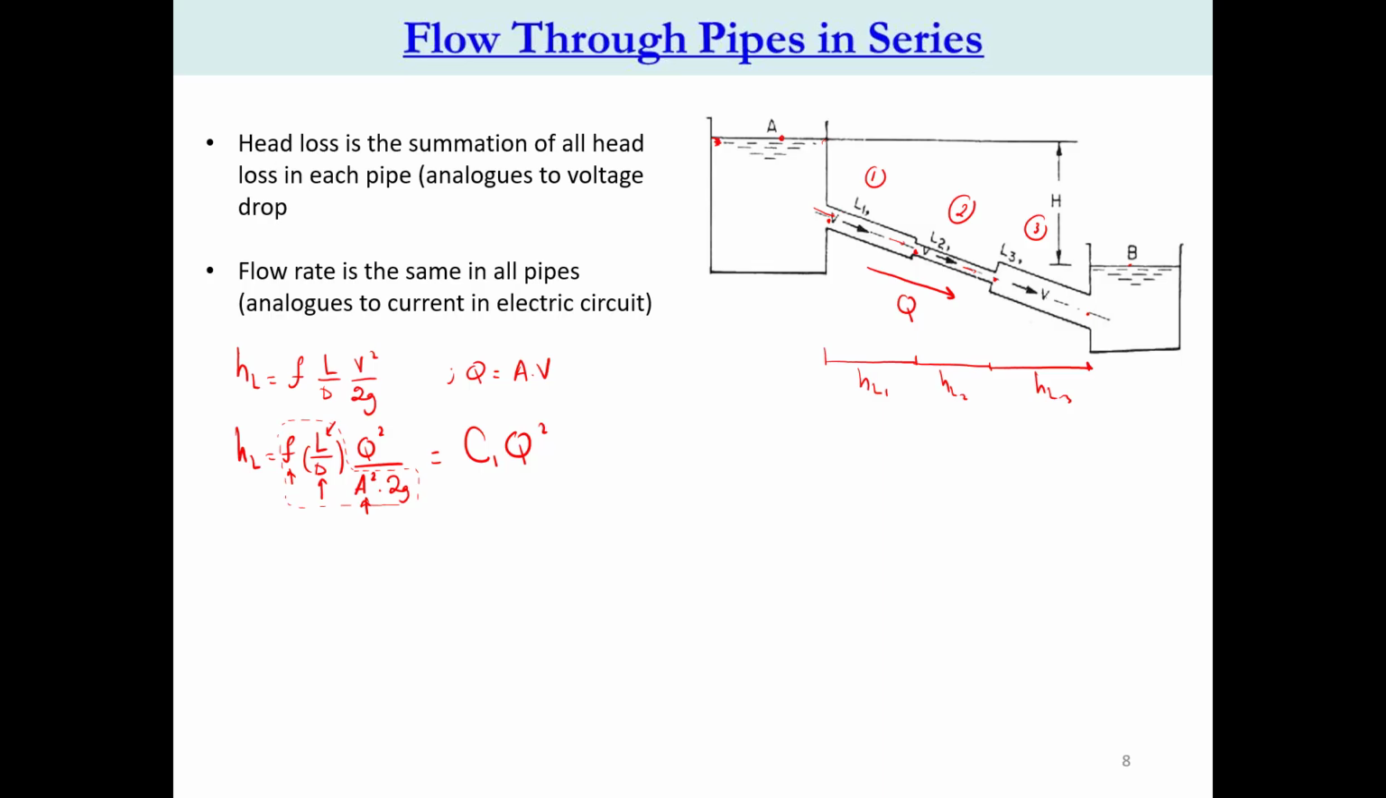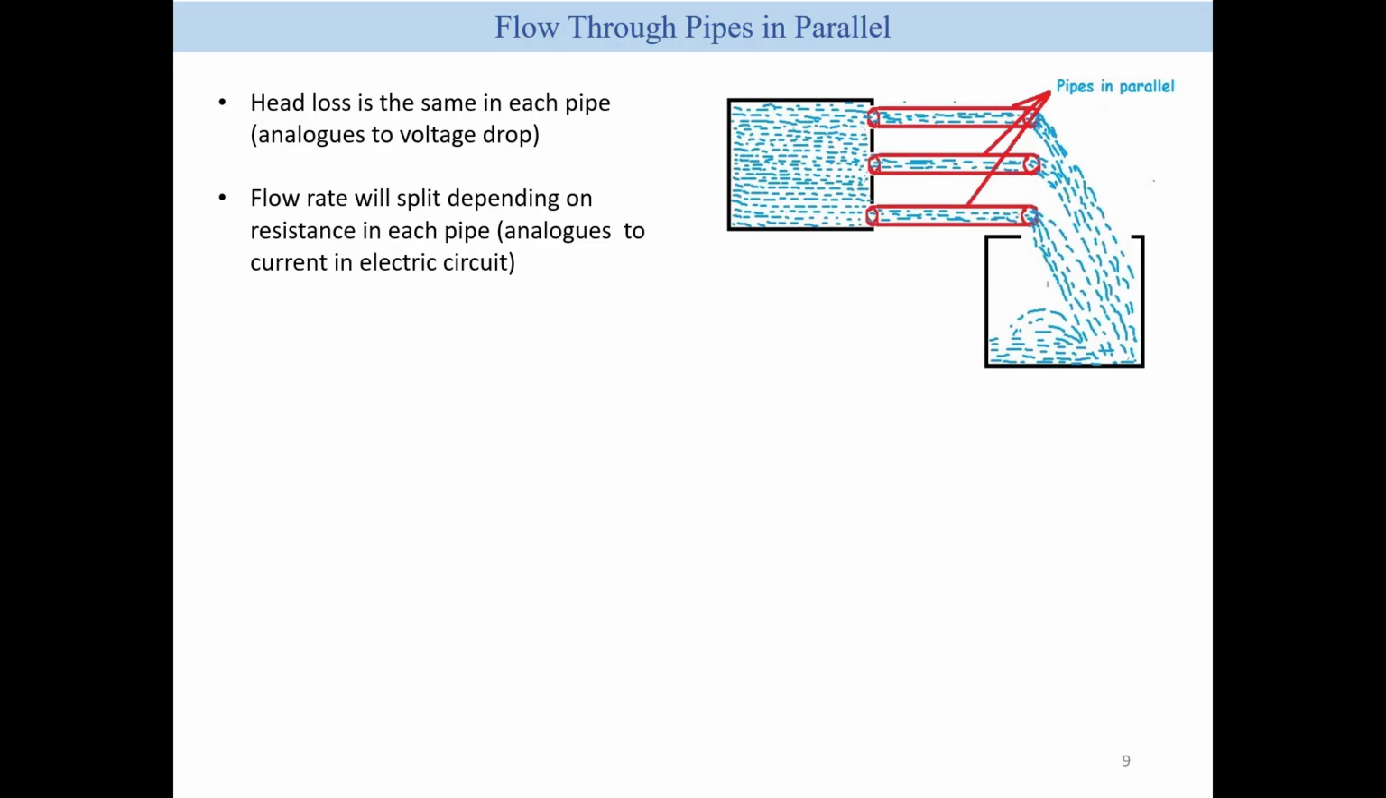For example, if I look into the head loss from A to B here, it's equal to C1 Q squared, again Q is not going to change, the flow rate, plus C2 Q squared plus C3 Q squared. Or we can simply say it's the head loss in pipe 1 plus the head loss in pipe 2, and so on. All right, let's apply this concept to a parallel system.